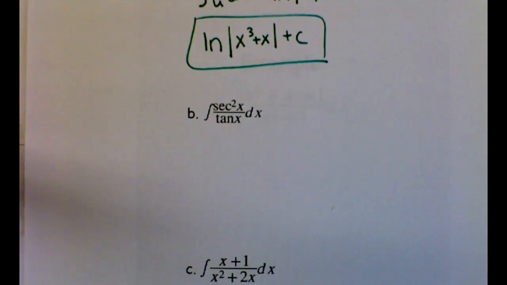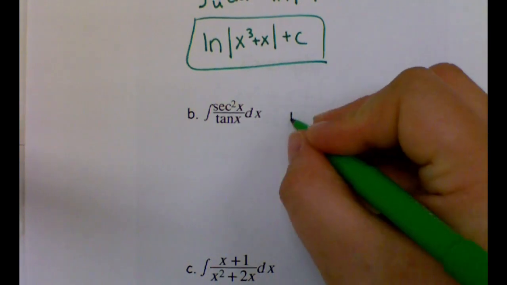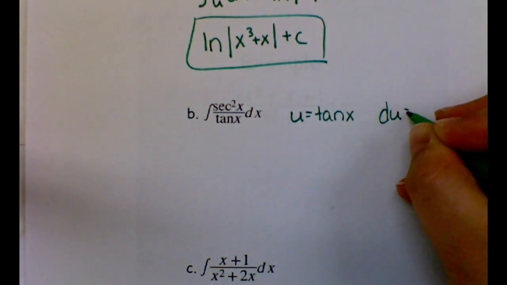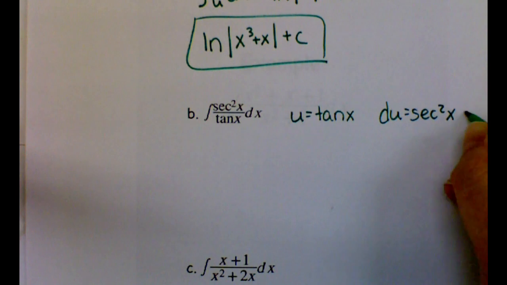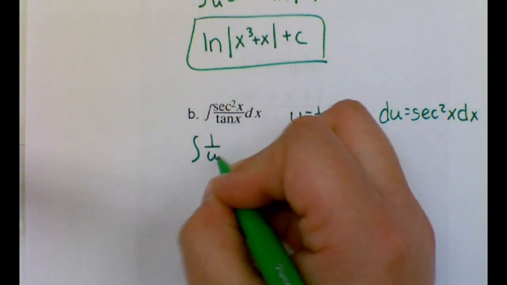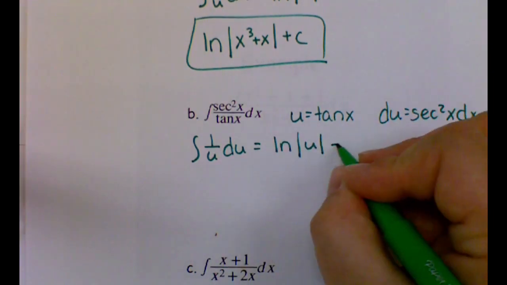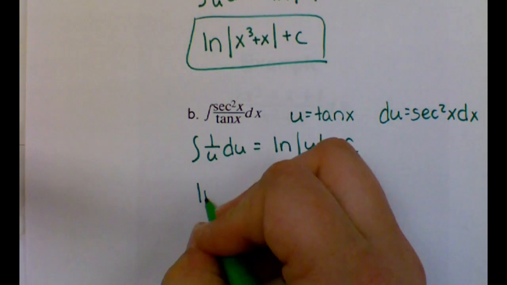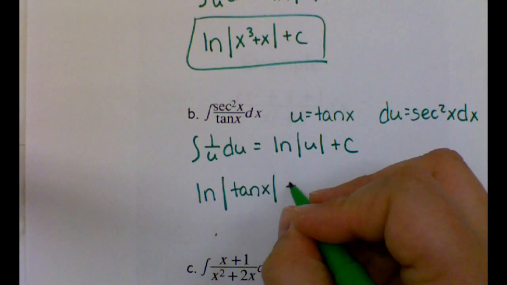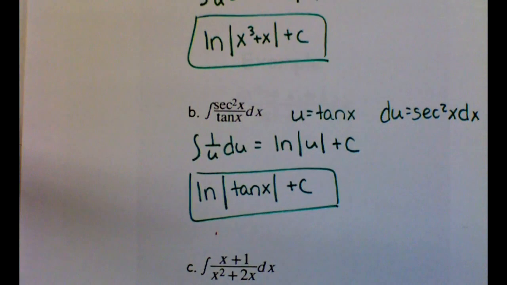All right, this one, we happen to know that the derivative of tangent is secant squared. So if u is tangent of x, du is secant squared x dx. We can substitute this all out. It is 1 over u du. And look at that, we get the natural log of the absolute value of u plus c. We have the natural log of the absolute value of tangent of x plus c. Remember that to check these, all we have to do is take the derivative, which we've been doing for months.